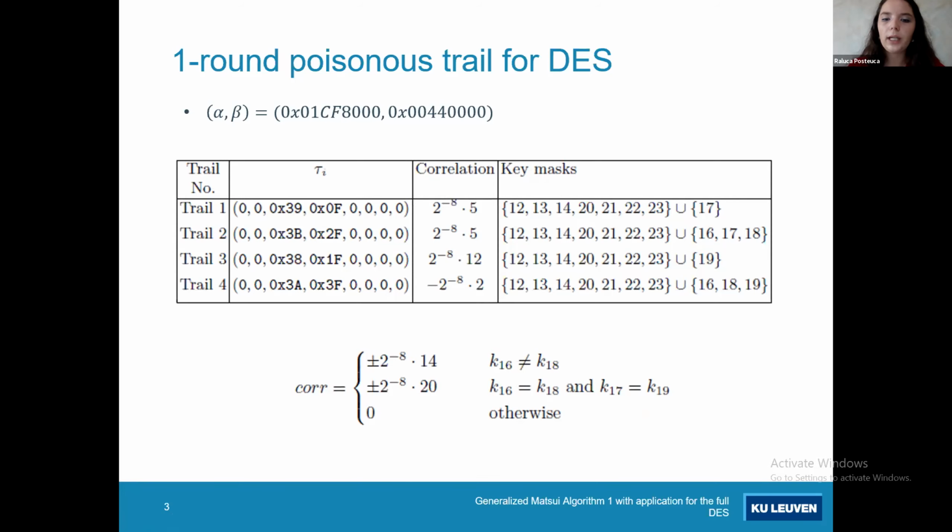We call this a poisonous trail based on the way we compute the correlation of a linear trail. If we have a trail based on many rounds of a cipher, we usually multiply the correlations of each round. Therefore, if the correlation of one round is 0, then this value will act as a poison, basically poisoning the correlation of the entire hull, the entire trail.